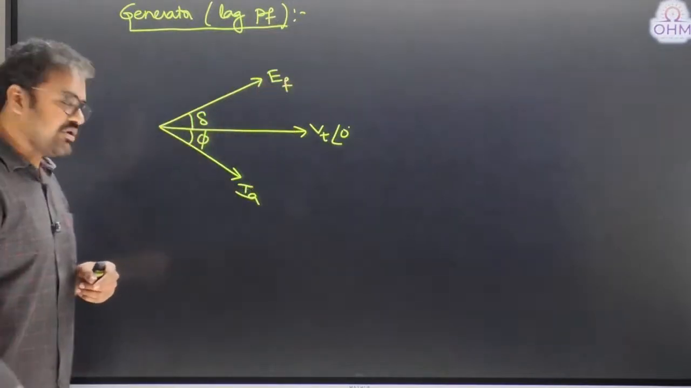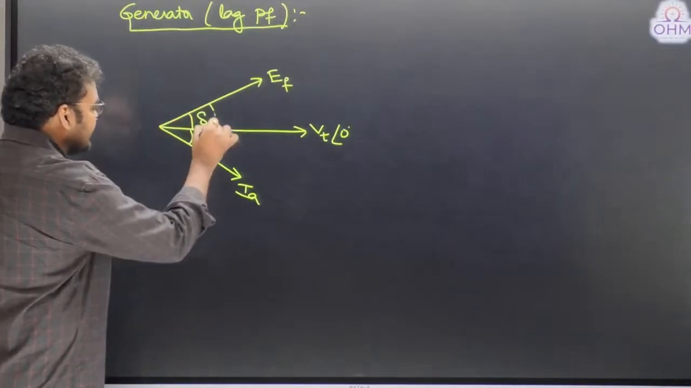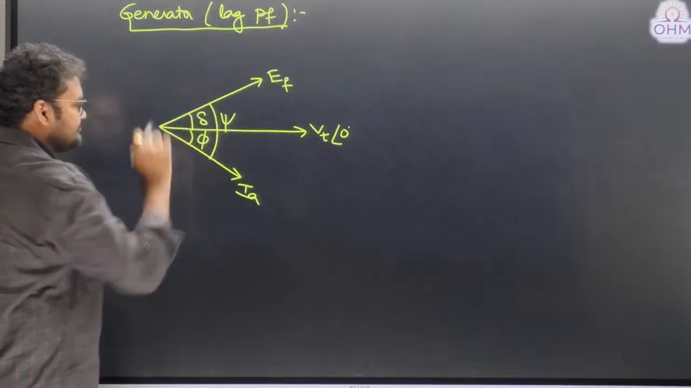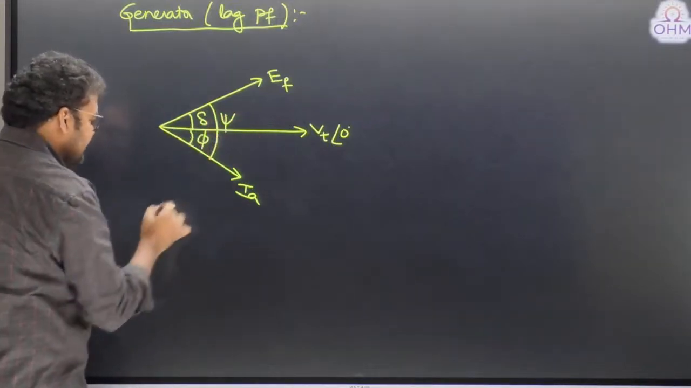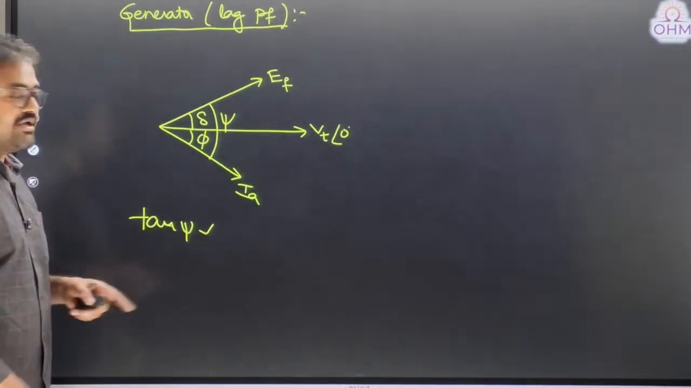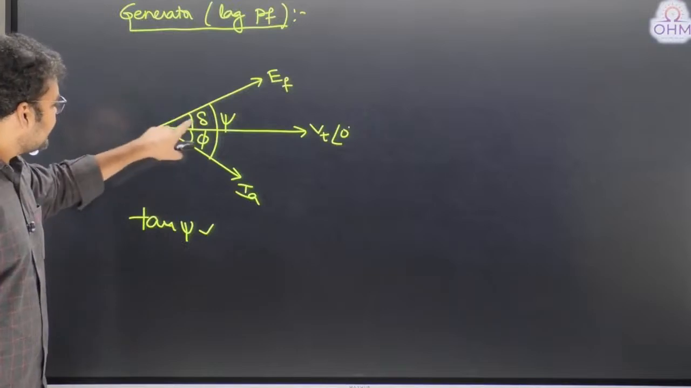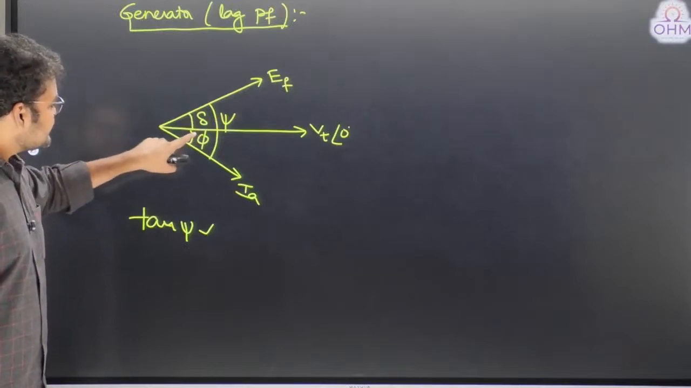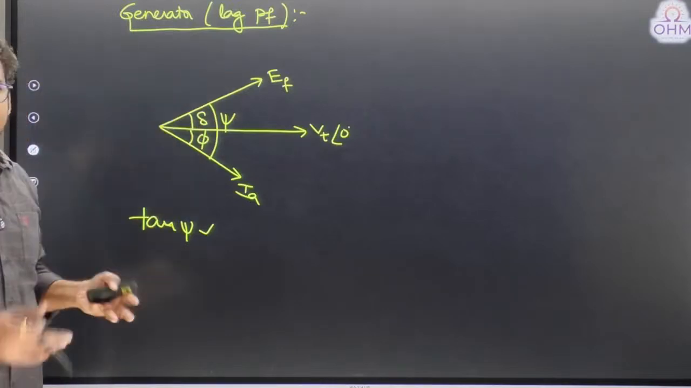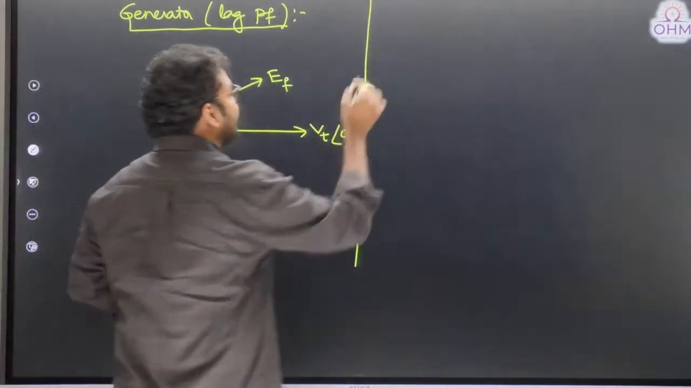Got it? Next, what is the angle between EF and Ia? That is where internal power factor angle psi will come. And you can calculate this psi using the tan psi formula. That is what we derived already. This is the relation among the three angles. Now I think you can easily relate, right? Psi is equal to delta plus phi. Delta is equal to psi minus phi. Simple. But the confusion will come at leading power factor.